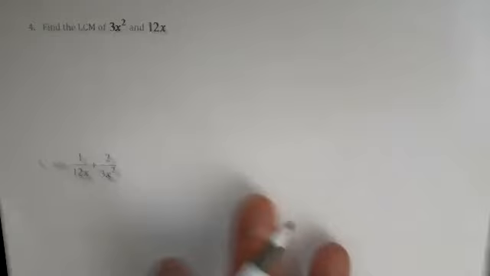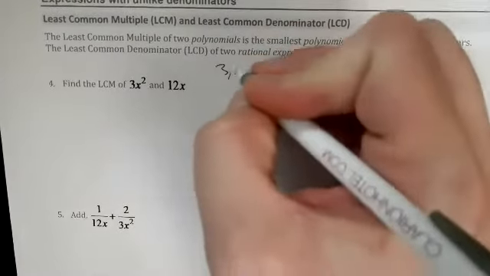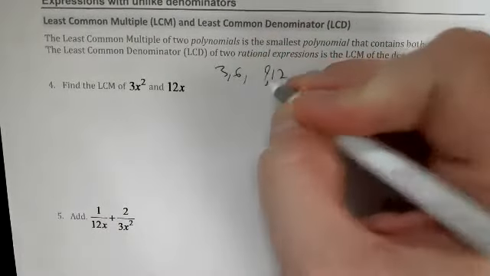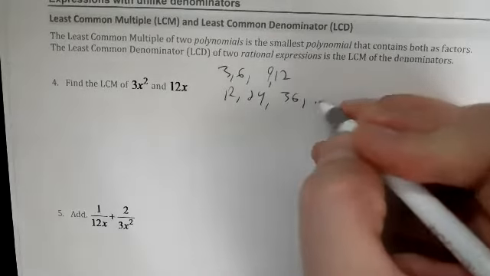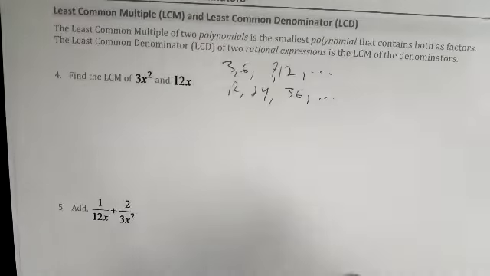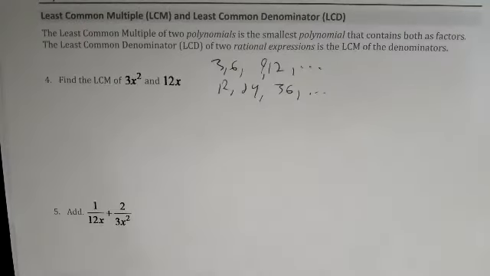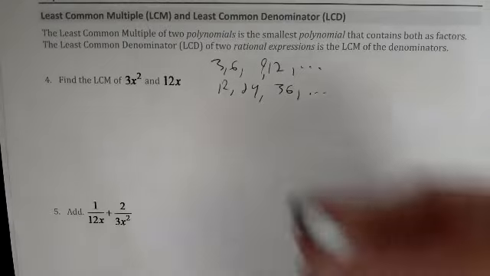Okay, just to remind you, multiples look like things that are like 3, 6, 9, 12, right? 12, 24, 36, so on. Multiples are going one way, factors are going the other. Just throw that out there. We want to find the least common multiple between 3 and 12 and x squared.